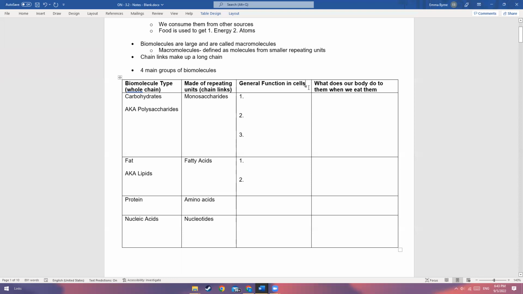General function in cells. So sometimes in the body we have to make biomolecules, but we're going to talk about in this column what these biomolecule types are really like, what process they're conducting in our body. And what does our body do to them when we eat them? That'll be our fourth column. So we start out with carbs. You notice this first one right off the bat is a large component of our diet, right? You need to consume a certain ratio of carbs to fat to protein in order to carry out your everyday life and function.